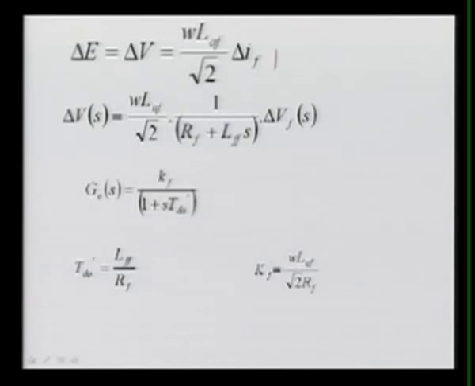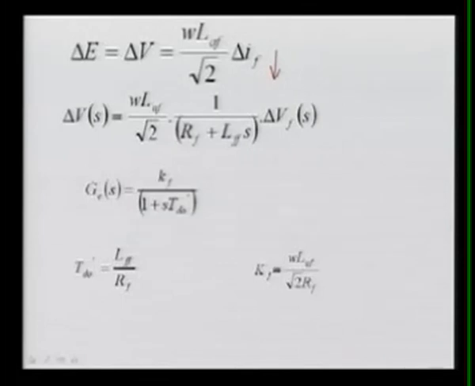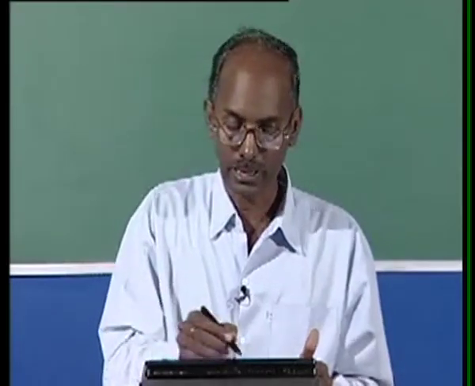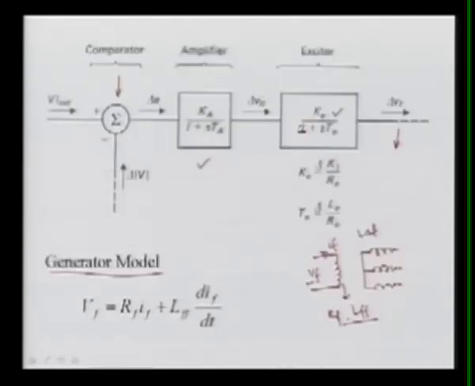Now we have one relation: the excitation voltage, the voltage generated at the terminal. The internal voltage Ef equals omega, the speed, that is 2 pi f where f is the frequency, times L, the mutual coupling between the armature and the field winding, divided by root 2, into the change in field current. Here we have written it in the difference form. From the previous equation, if we take the Laplace transform and write in the difference form, the change in Vf will be equal to Rf plus s Lff, times If.